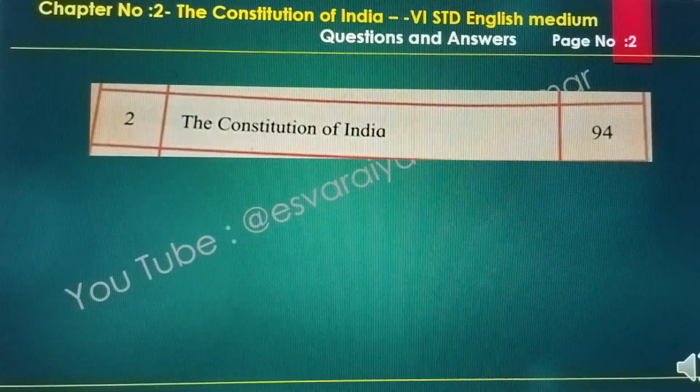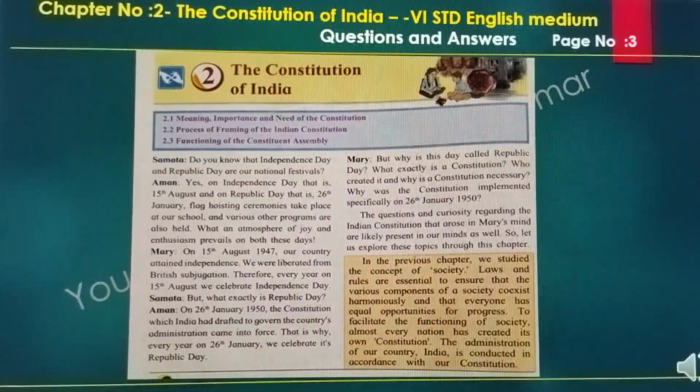Civics Chapter number 2, The Constitution of India. The Constitution of India.